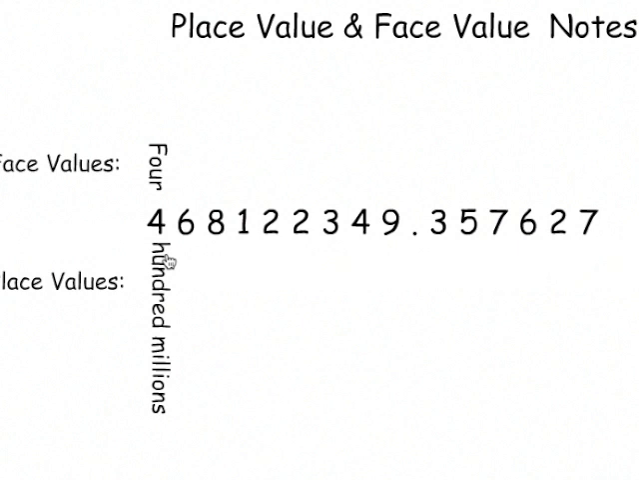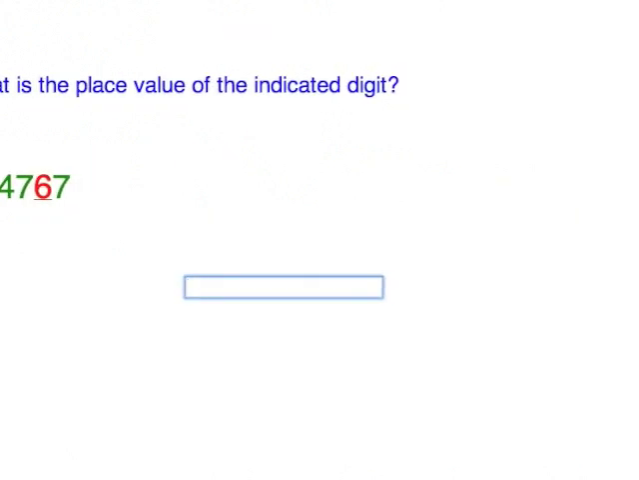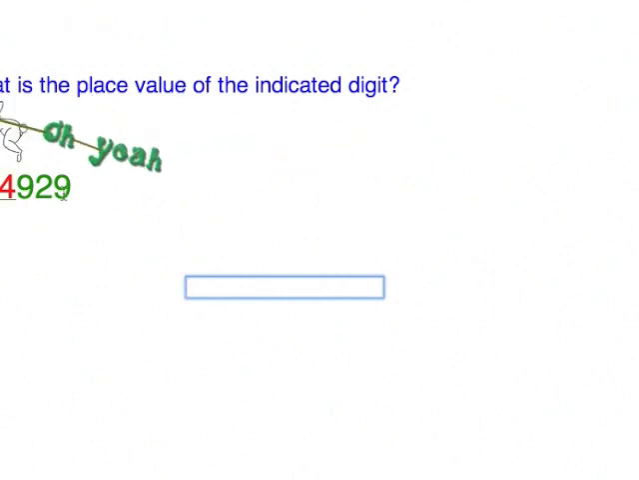Let's look at some examples. What is the place value of the indicated digit? So we just have to say what the place is. Now, these ones don't have decimals, so we don't have to worry about that. So this is the ones. The next one is the tens. So it's ones, tens, hundreds, thousands. Okay, so that's going to be the tens. Okay, ones, tens, hundreds, thousands. So the 4 is going to be in the thousands.